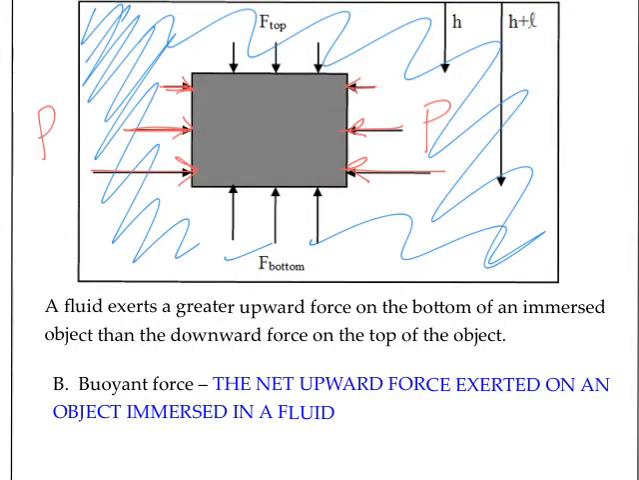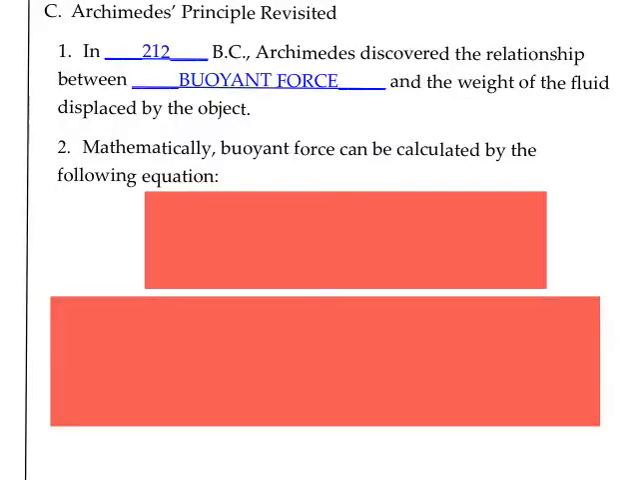But if we look at this idea of the greater upward force on the bottom of an object as opposed to a smaller downward force, this is what tells us about buoyancy. So the definition for our buoyant force is the net upward force exerted on an object immersed in a fluid. Hopefully you remember out of the three principles, Archimedes, Bernoulli, and Pascal, Archimedes was the one that had to do with buoyancy. And in 212 BC, Archimedes discovered the relationship between the buoyant force and the weight of the fluid that gets displaced by an object.